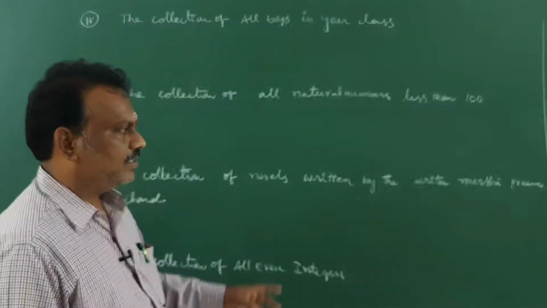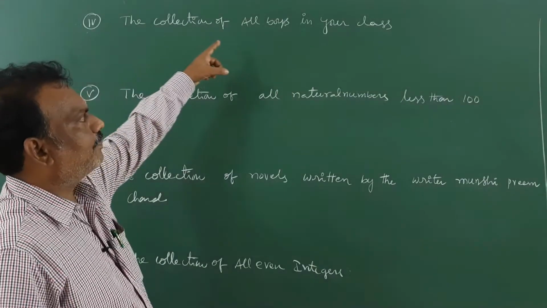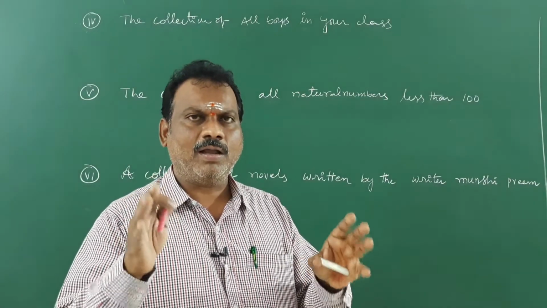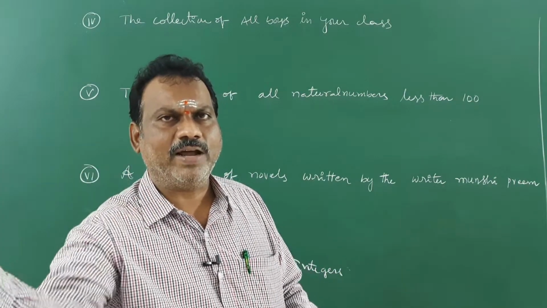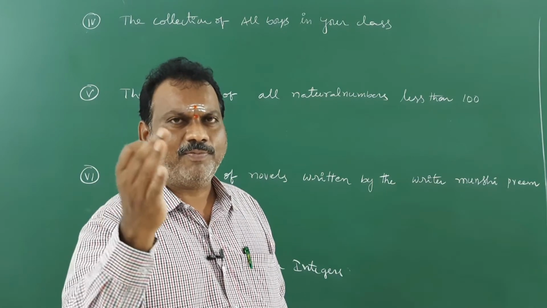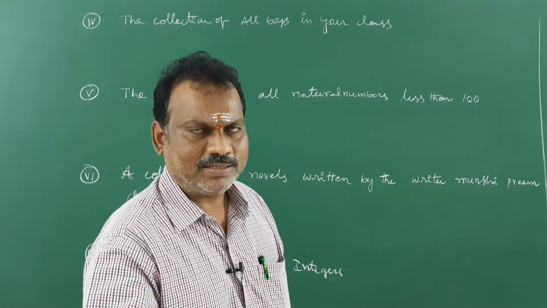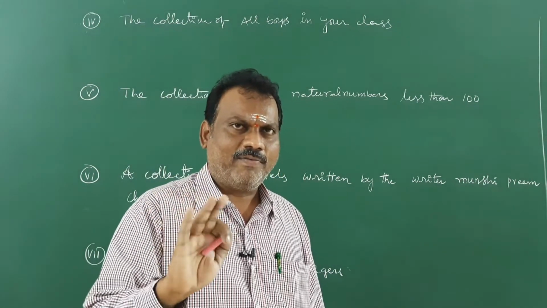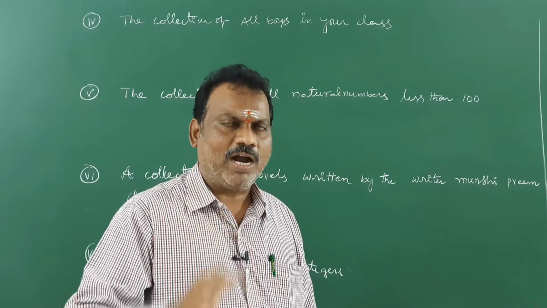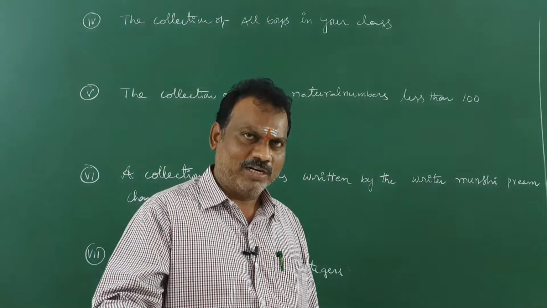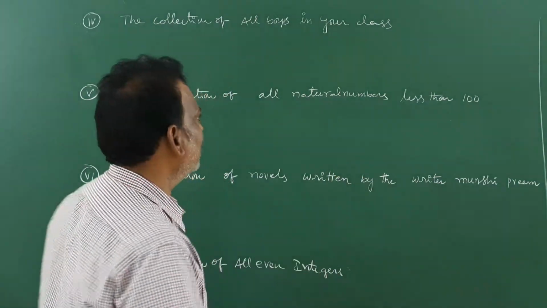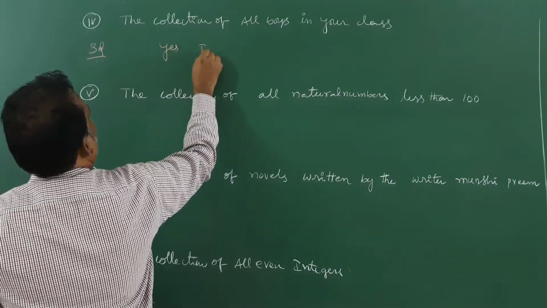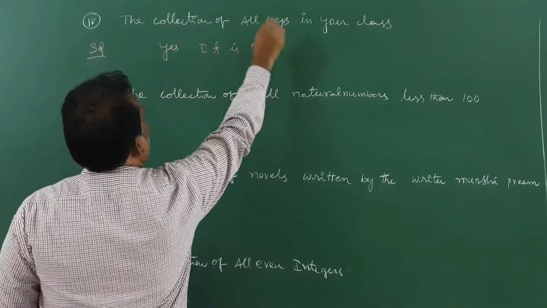Right, students? Next, the fourth question is given here. The collection of all boys in your class. Yes, it is well defined. They are asking the collection of boys in your class, so it is possible. It is well defined only. There is no not well defined word here. There is no undefined word. Correct or not? So it is well defined. That's why it is a set. So you have to write: yes, it is a set.